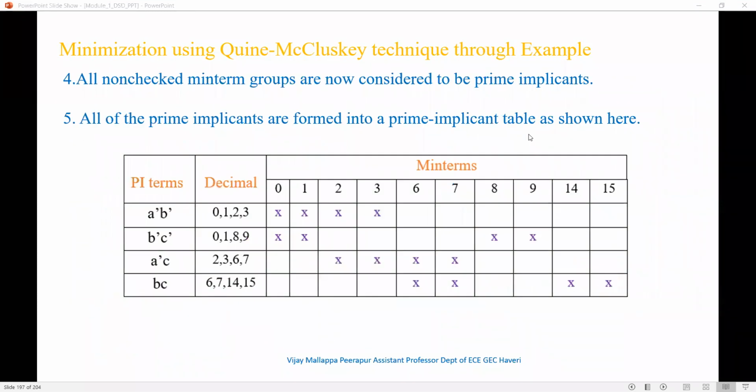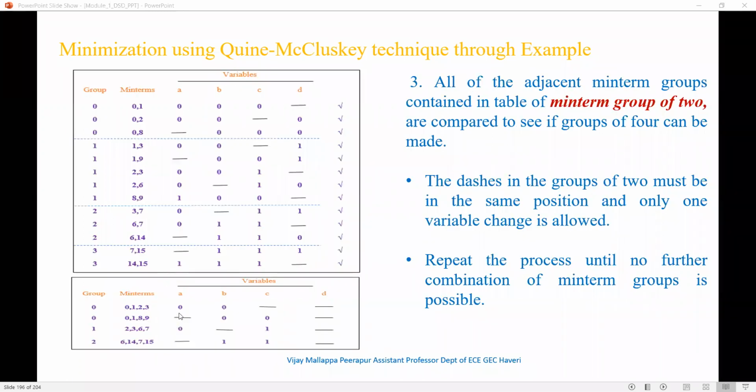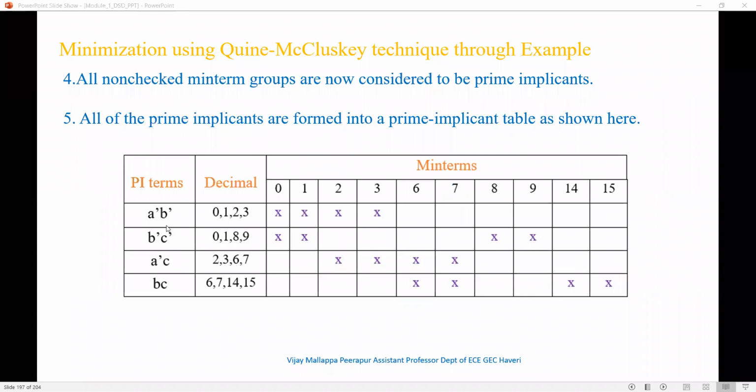So now once you do that, write those expressions. We already had the expression. What is this expression for the first one? This is 0 0, so that it is A bar B bar. We wrote it as A bar B bar.